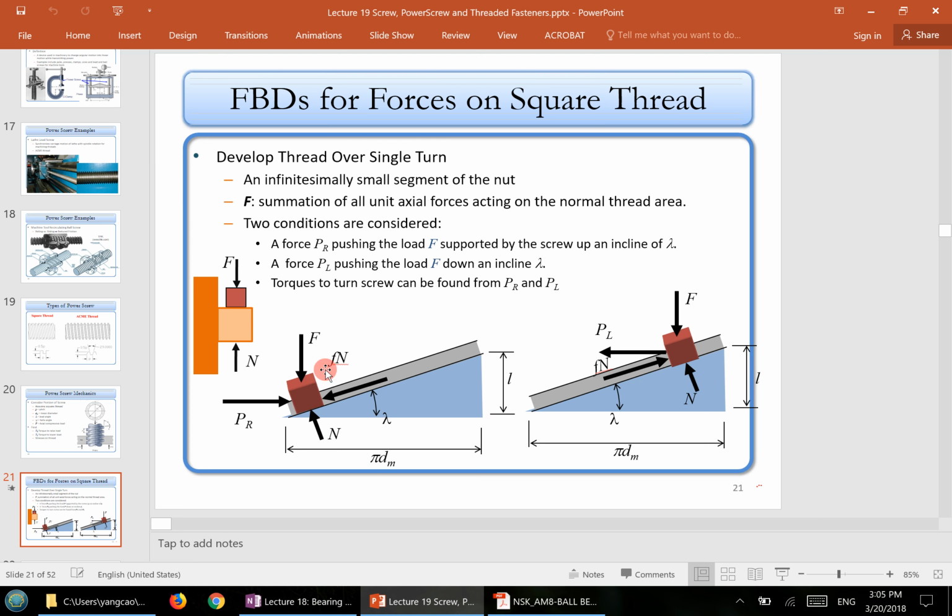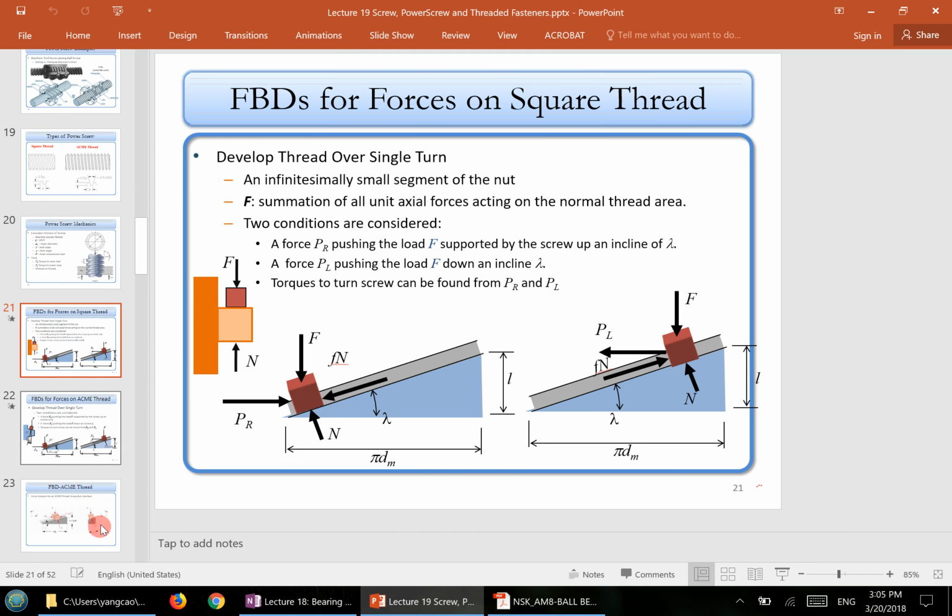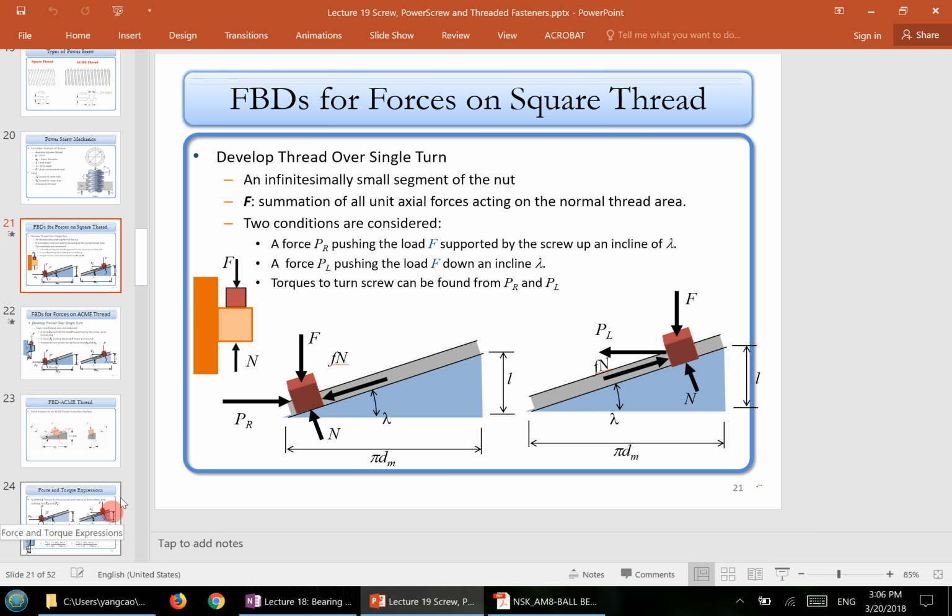So the friction times the supporting force gives you the friction force. So that's basically the free body diagram right here, right? Once you have the free body diagram, the next thing is easy. You just create equilibrium equations in two directions. One is vertical, the other is the horizontal direction. Then you can solve for the solution for the PR here.